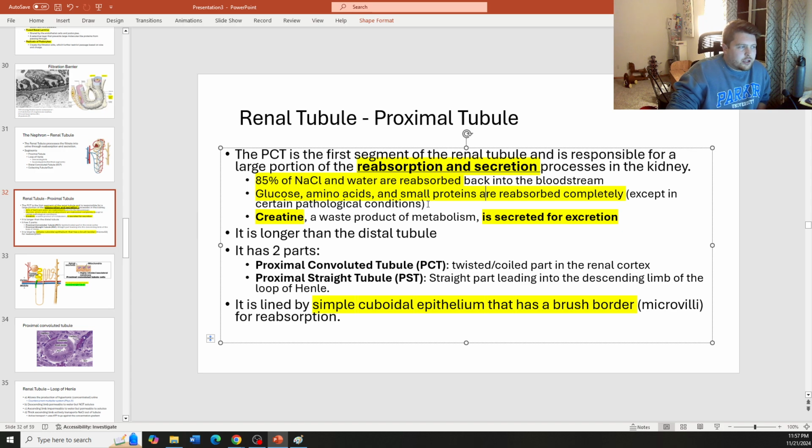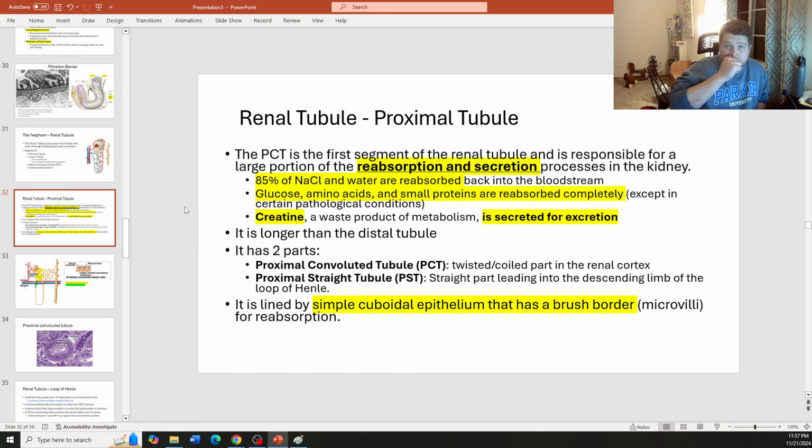Except in certain pathological conditions, like with amino acids, for example. In biochemistry, you should have talked about a condition, or you will talk about it soon, called maple syrup urine disease. That is one where our bodies cannot break down branched chain amino acids, and so as a result, we end up with those branched chain amino acids, leucine, isoleucine, and valine inside of our urine, because essentially our body cannot break them down, so we get an excess of them built up in the blood. Or glucose in the case of diabetes.